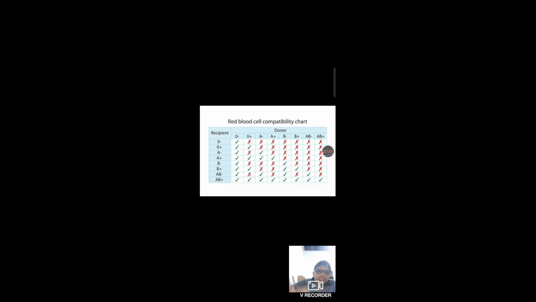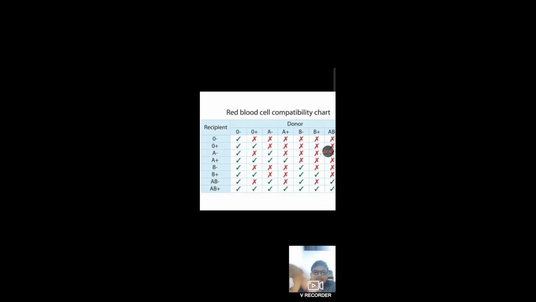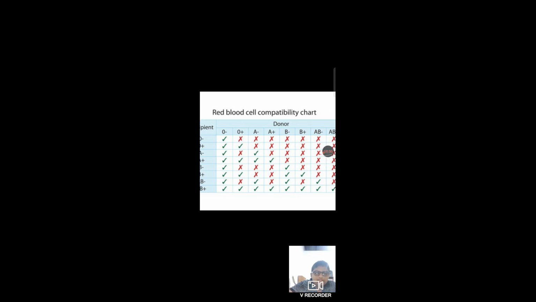Now you can see the compatibility. Compatibility means comparing, like matching. That means the recipient's and donor's blood must be matched. Only then can the donor give blood to the recipient.